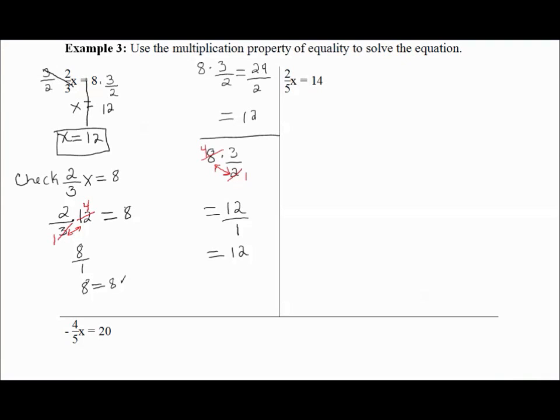Now I have 2/5 x is equal to 14. I think I'll go ahead and rewrite this one over just a little bit because I'm so close to that line. 2/5 x equals 14. Do the same thing. I need to get rid of this fraction. Once again, I multiply by the reciprocal. The reciprocal is simply interchanging the numerator and the denominator. I have to do that to both sides.